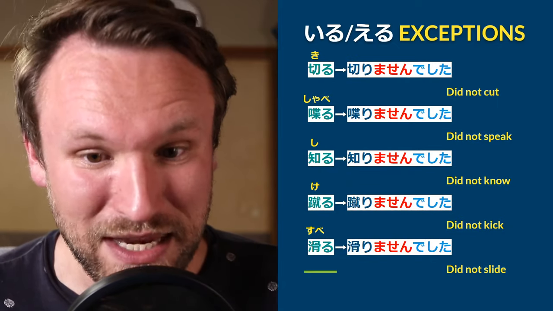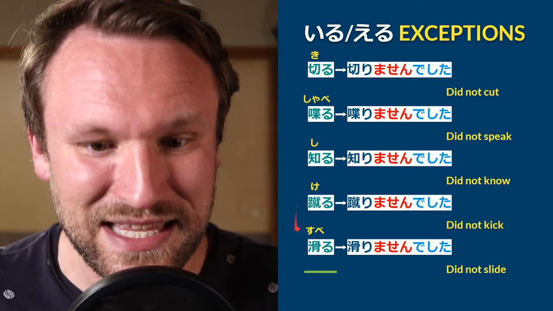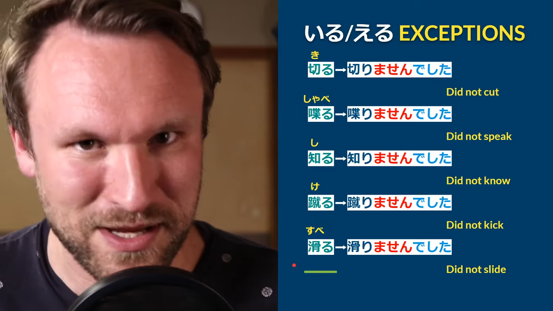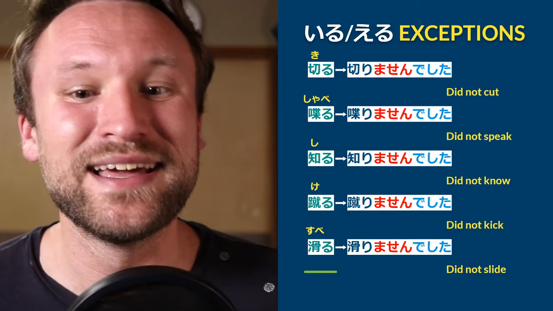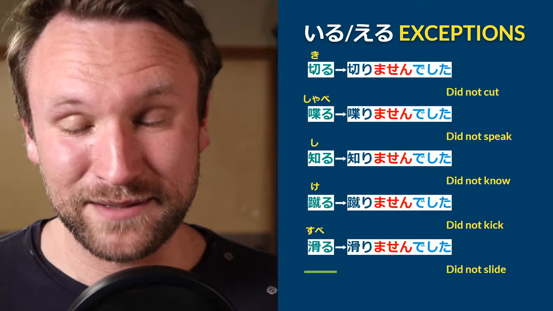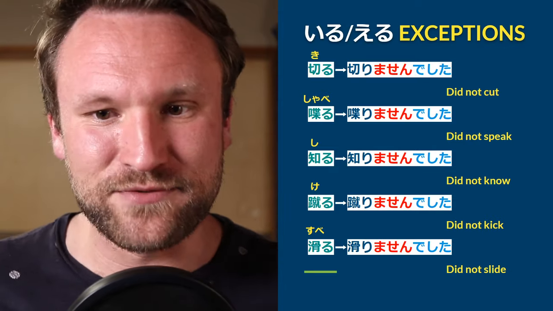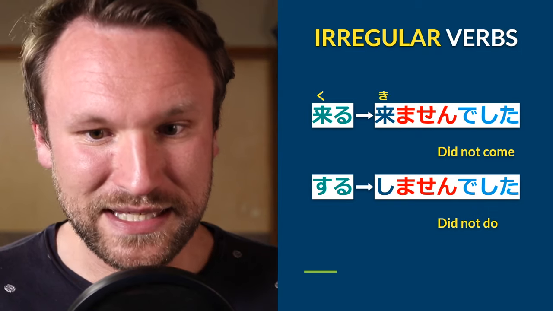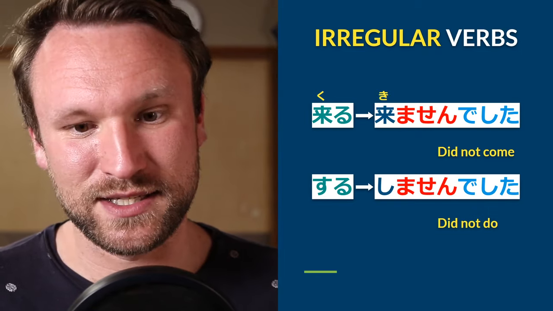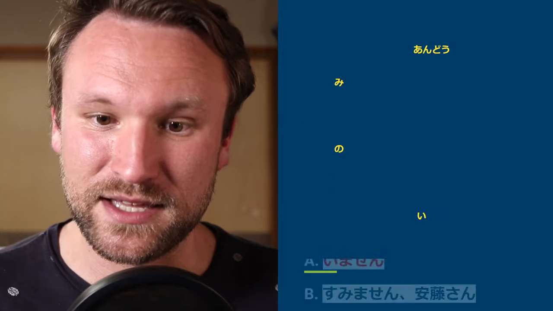Kirimasen deshita, shaberimasen deshita, shirimasen deshita, kerimasen deshita, and suberimasen deshita, right? If you learn masen deshita, that's all you gotta learn in how to make the verb stem. So basically, to be able to conjugate verbs, let's go over this quick. These are also the same. Kuru becomes kimasen deshita, did not come. Suru becomes shimasen deshita, did not do.